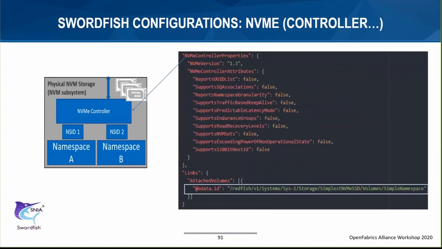Like I've shown in this slide, there are a bunch of NVMe controller properties that could be defined. Properties like namespace granularity feature, or whether endurance groups are supported or not, whether sets are supported or not, etc., could be defined under NVMe controller properties. We can also see that there is a link saying there is an attached volume for this one, and there is a path for that volume. So this shows that this particular volume can be accessed with this controller. So moving on to the next slide.